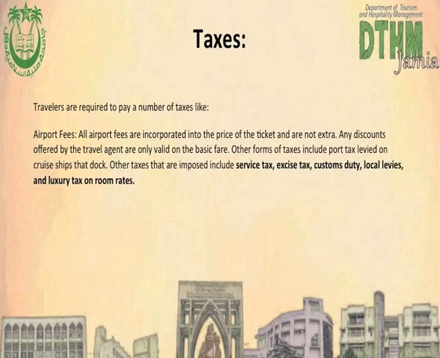Taxes. Travelers are required to pay a number of taxes like airport fees. All airport fees are incorporated into the price of the ticket and are not extra. Any discounts offered by the travel agents are only valid on basic fare. Other forms of taxes include port tax levied on cruise ships that dock. Other taxes are imposed including service tax, excise tax, customs duty, local levies and luxury tax on room rates.